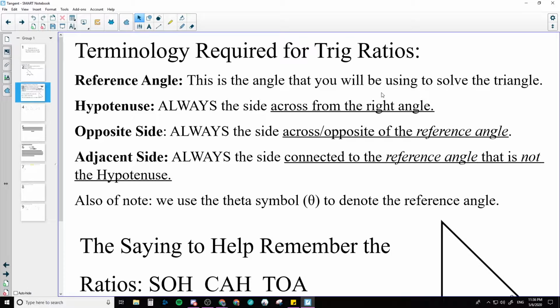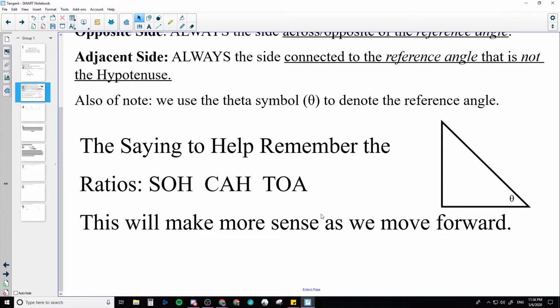Also of note, this is called a theta symbol. We use this to represent the reference angle. So don't be surprised by seeing theta a lot in this unit. It's a very common symbol to represent an unknown angle. So there's a saying that helps us remember these ratios, and that saying is SOH CAH TOA. Today we're going to be dealing with TOA. In the coming weeks, we'll talk about sine and about cosine. So sine uses SOH and cosine uses CAH, but tangent uses TOA. It'll make a little bit more sense as we move forward here.